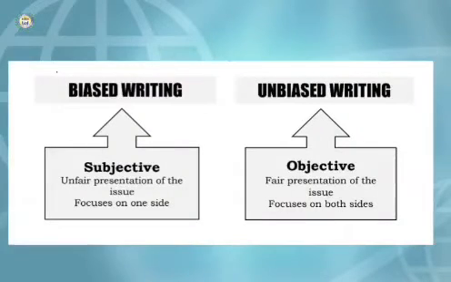Bias writing is subjective. There is unfair presentation of the issue. It also focuses on one side. On the other hand, unbiased writing is objective. There is a fair presentation of the issue, and it also focuses on both sides.